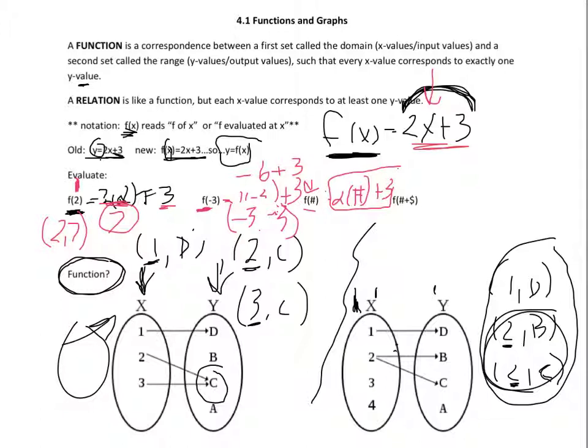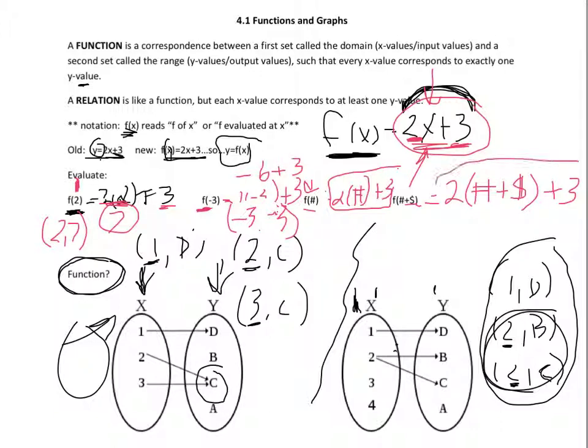And f of hashtag plus dollar sign, it doesn't matter what hashtag plus dollar sign is. The rule says that we're going to plug that in for the x right here, so this is 2 times hashtag plus dollar sign, plus 3, because the rule up here says whatever the input is, first thing we do is we multiply by 2, second thing we do is add 3. So this is how that is defined right there.